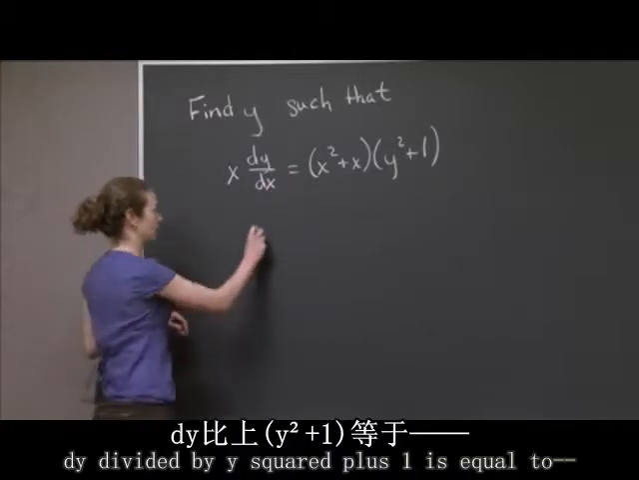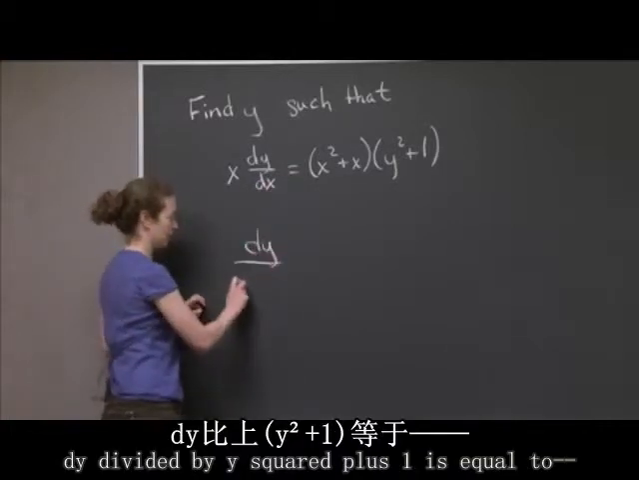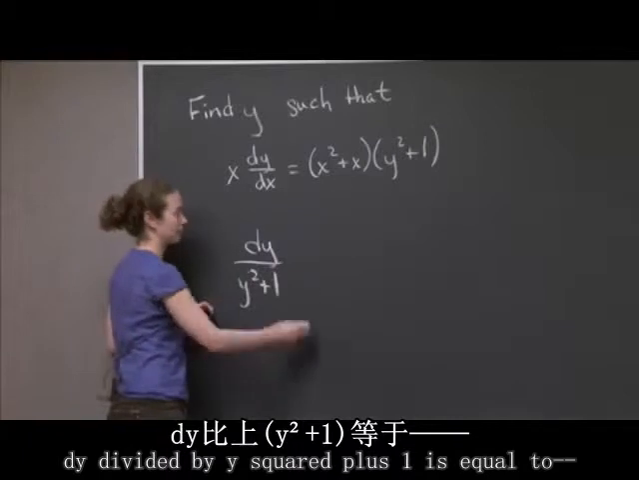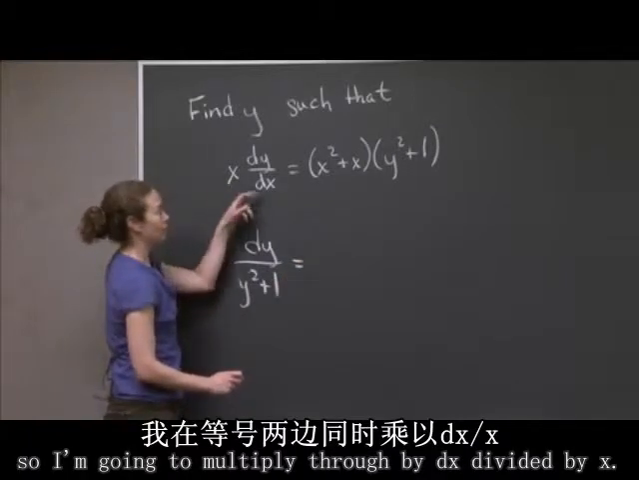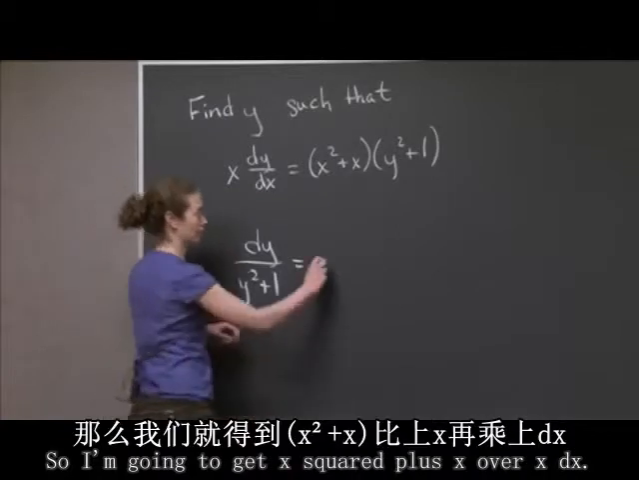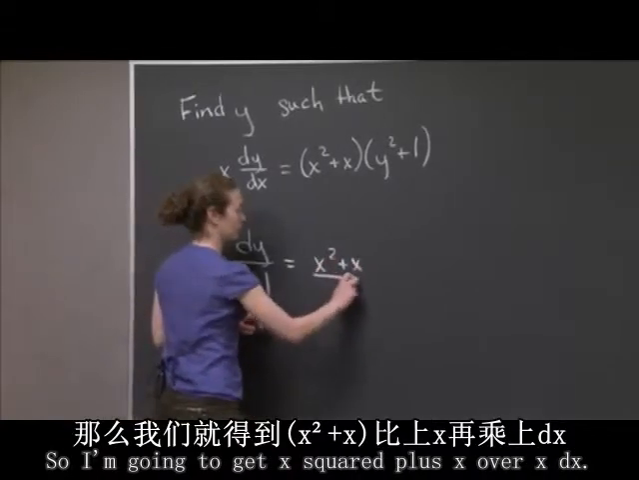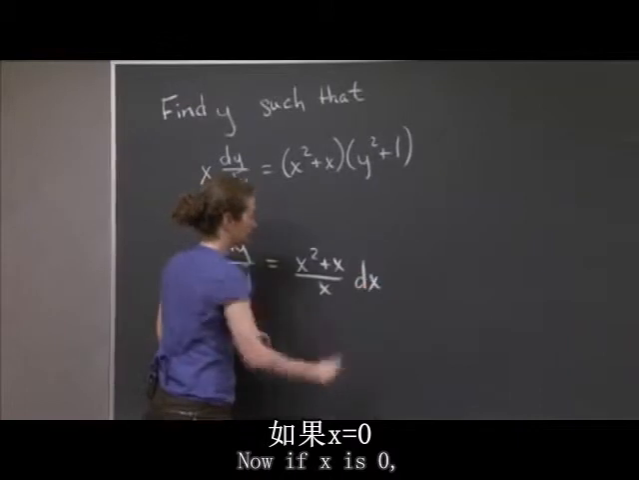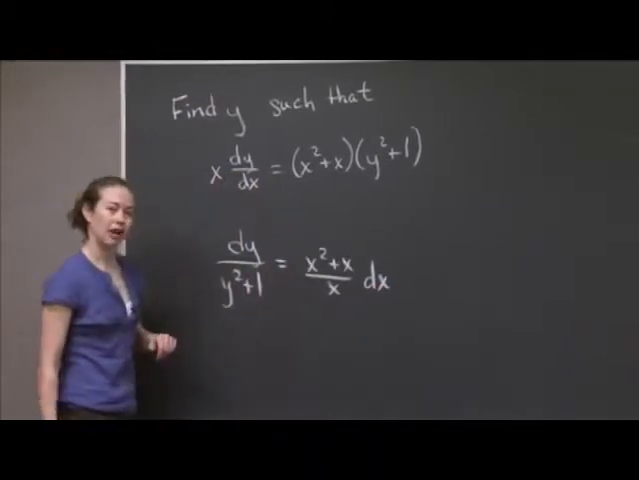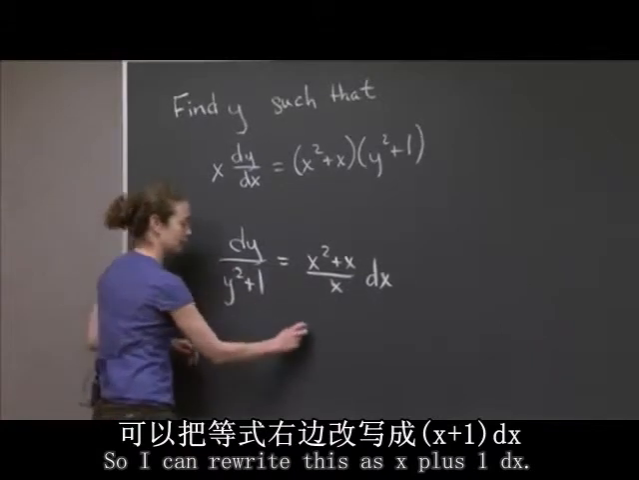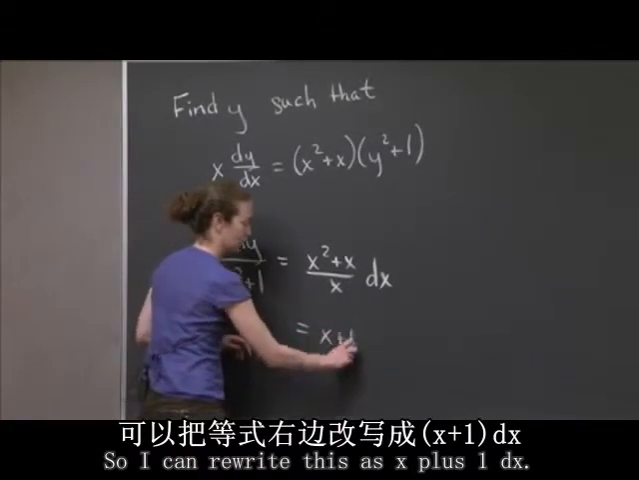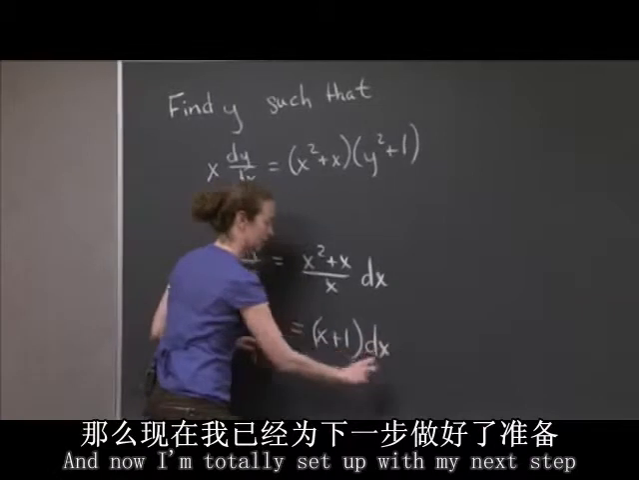So I'm going to write dy divided by y squared plus 1 is equal to, so I'm going to multiply through by dx divided by x. So I'm going to get x squared plus x over x dx. Now, if x is 0, I have a little problem, but we're going to ignore that for the moment. So I can rewrite this as x plus 1 dx.